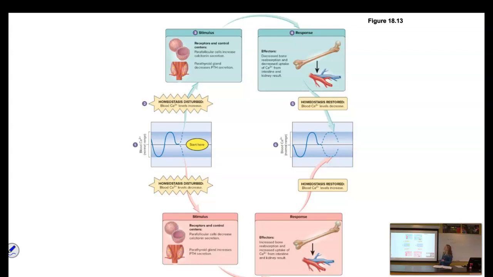Okay, and this is the same idea. This is the image from your textbook, just talking about if calcium levels increase, the calcitonin brings it back down, and vice versa. So either way, if you're more of a picture person, this helps. Okay, that's it for the thyroid and the parathyroid.